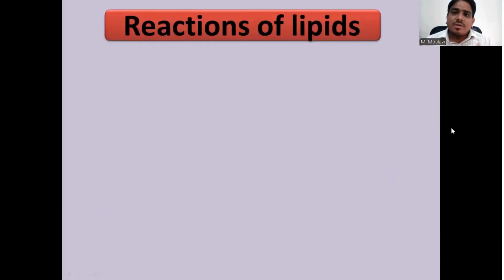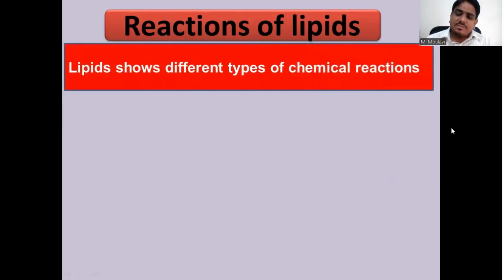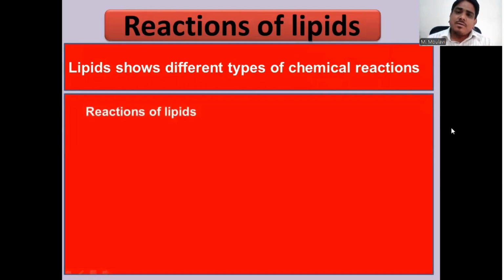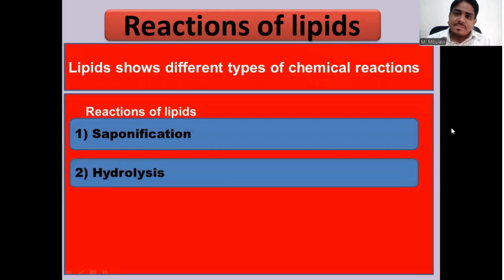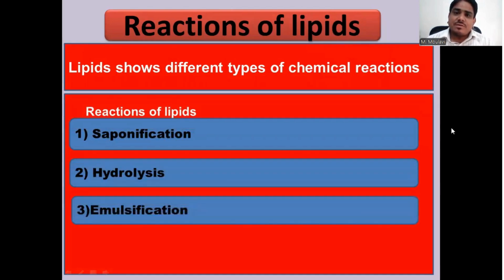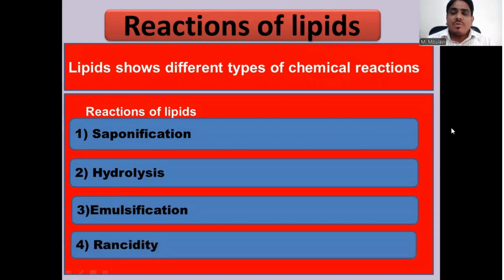Let us start with the reactions of lipids. Lipids show different types of chemical reactions, and these chemical reactions are the saponification, hydrolysis, emulsification, and the rancidity. One by one, we will cover and understand the chemical reactions of the lipid.